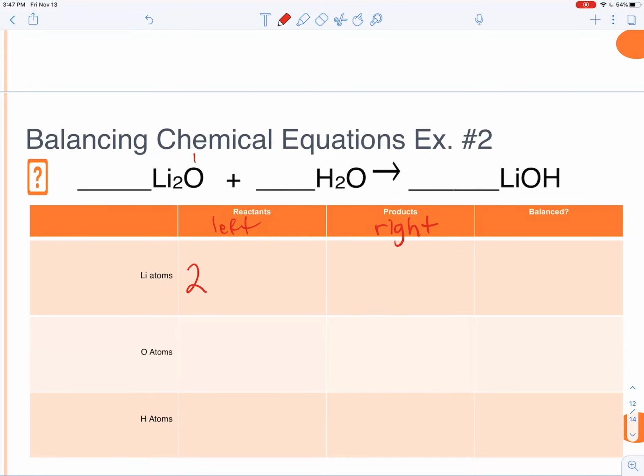I've got, so here I've actually got 1, 2 oxygens. I'm going to put a 2 there. Make sure you're counting both of those oxygens on the left side. And then for hydrogen, I've got 2 as well. So those are my reactants, right? Everything on the left side here. Now I can look at lithium hydroxide on the right side, and I'm going to count these. So I've got 1 lithium, 1 oxygen, and 1 hydrogen.